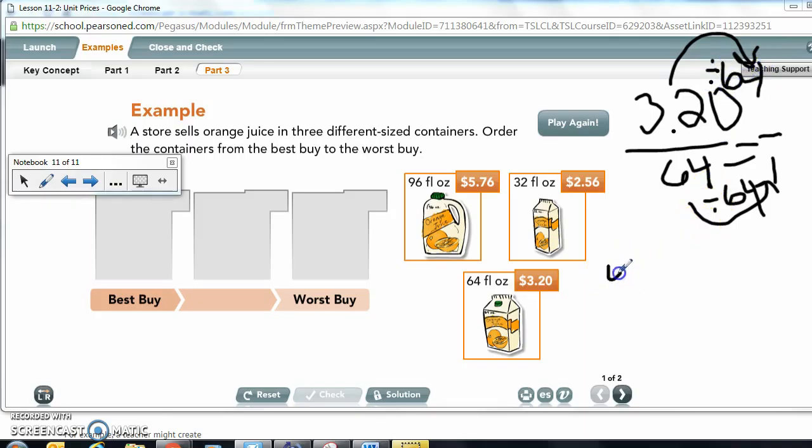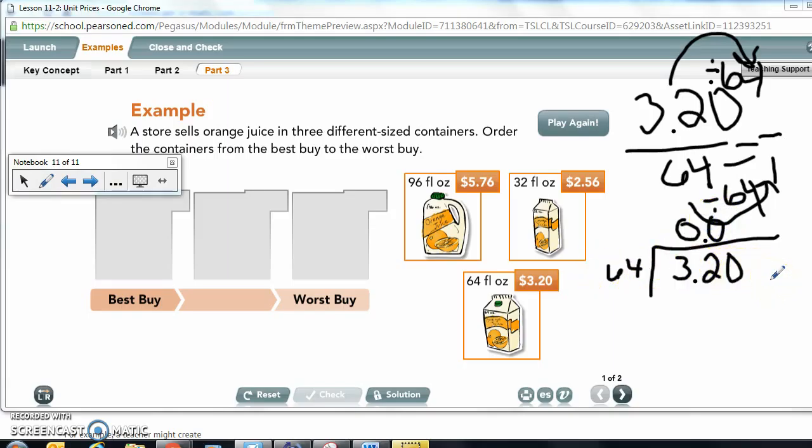So 64 goes into 320. Help me solve this one. Does 64 go into 3? No. Bring up the decimal. Does 64 go into 32? No. Does 64 go into 320?